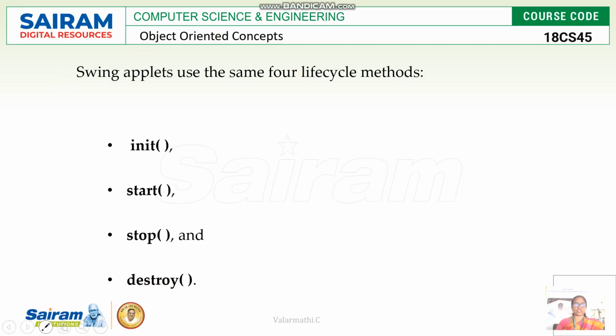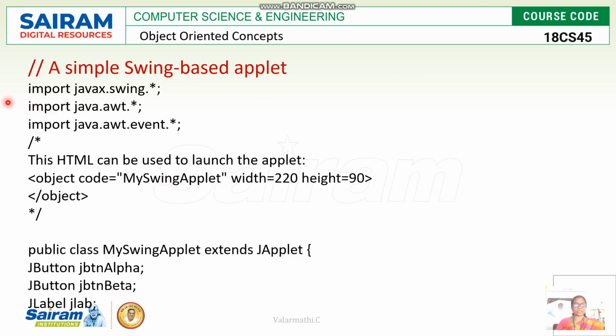So likewise, similar to AWT applets, Swing applets also have these 4 different life cycle methods. We'll go for the example program. Here the import statement is very important. It imports javax.swing.*, where swing is a package name. Whatever classes we want to include in our application program will be included, and this is for the Swing concepts. Then we also need to perform events in the Swing applets, so whatever kind of events we want to perform, that events package should be imported here. So this is the import statement.